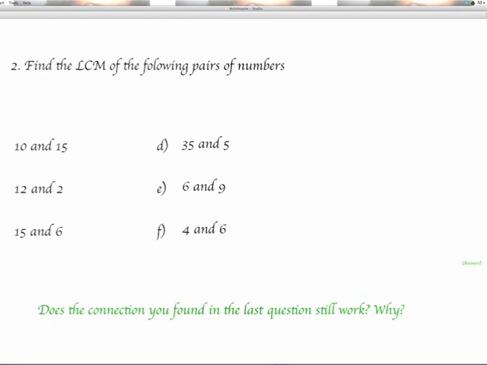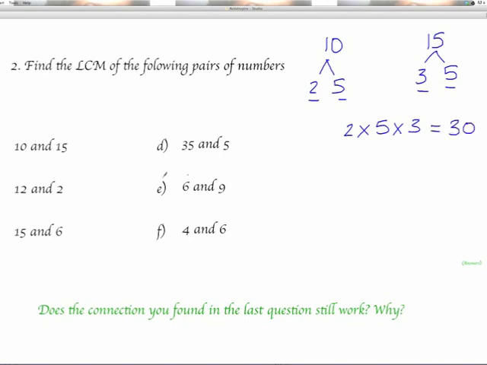Okay, go through these next questions. For these ones, it's probably easier to use the factor trees. So if I go through the first one with you, for 10 and 15, 2 times 5 gives me 10, and then 3 times 5 gives me 15. So to find the lowest common multiple, I've got 2, I've got 5, and I've got 3. So 2 times 5 is 10, times by 3 gives me 30. So use this method to answer these next questions, and then I'll show you the answers.